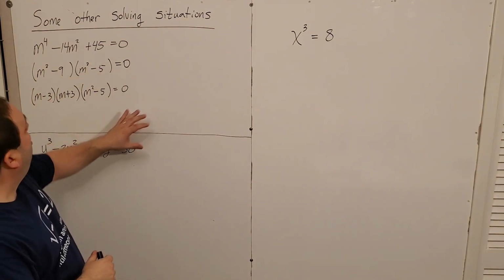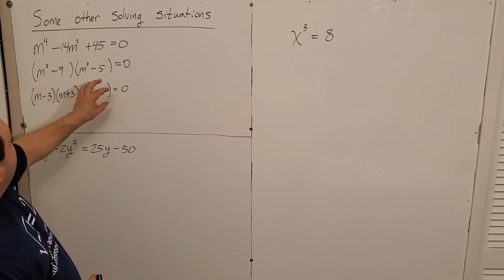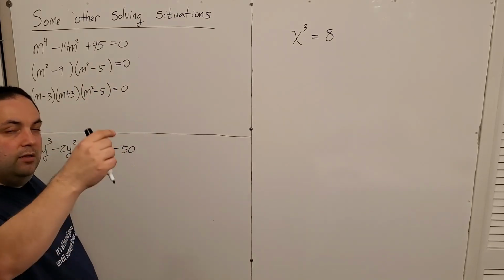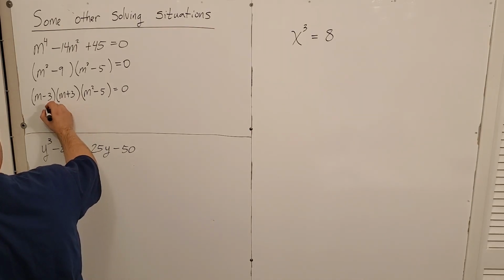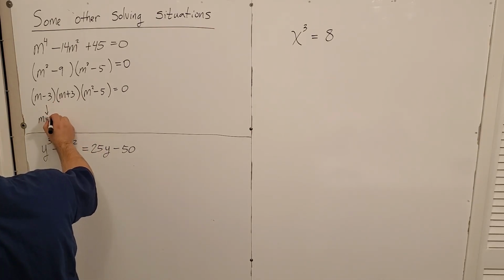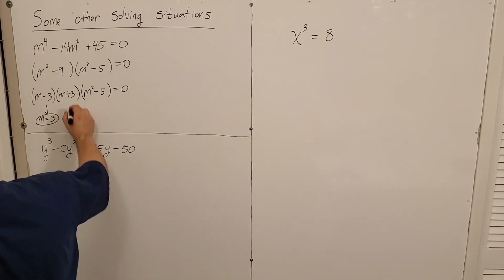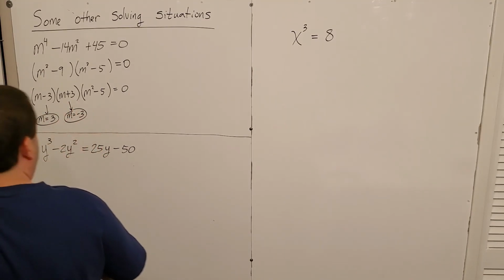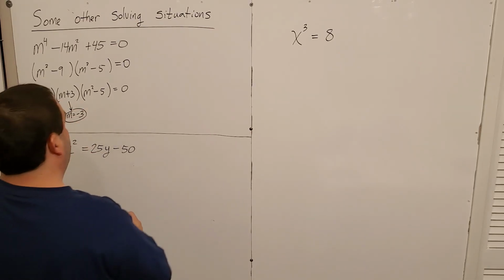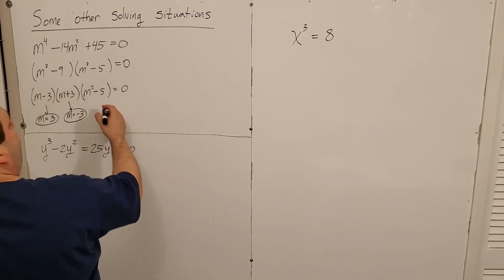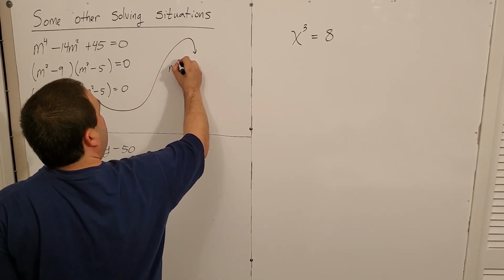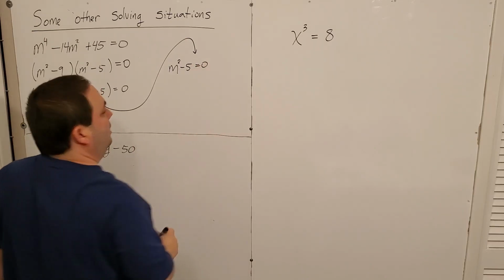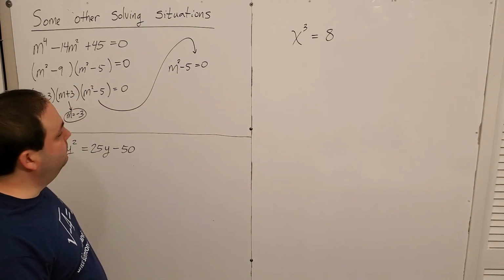Remember, once you get to this point, you've got it equal to 0, and you've got objects that are multiplied. You can split them up and solve them. So here, this one's going to give you m equals 3. This one's going to give you m equals negative 3. But then let's talk about this one a little more. I'm splitting them up, and each one can be equal to 0. So what I'm getting is that m squared minus 5 can also be equal to 0 here.